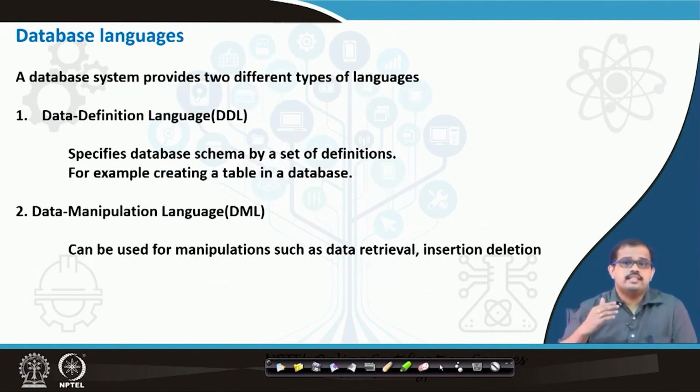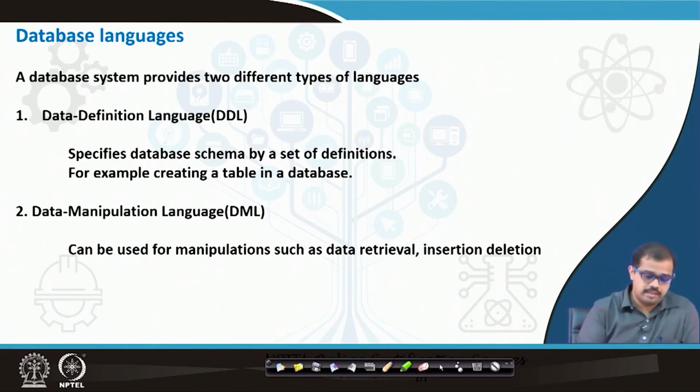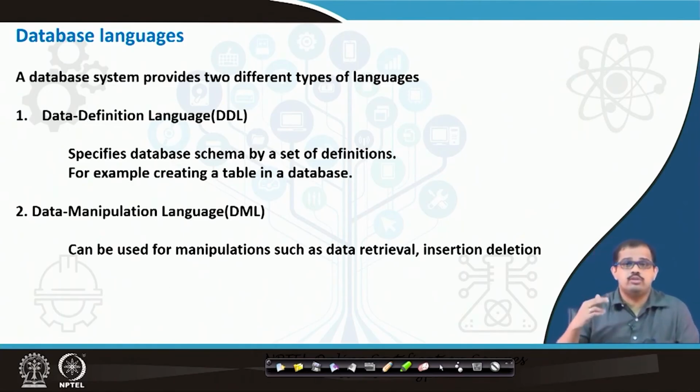As I said, there are various ways of representing database languages, but when you broadly define them, database systems provide two different types of languages. The first is the data definition language. It specifies the database schema by a set of definitions. For example, creating a table in the database is a way of defining a particular database, how the particular table is being created. So that is a data definition language.